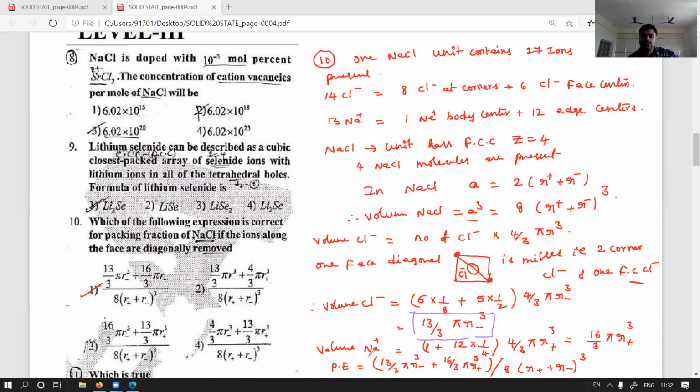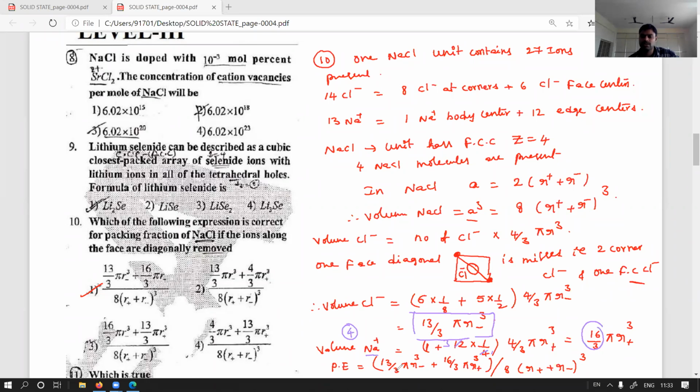And the packing efficiency of Na plus ions, not to be missed. In total, how many Na plus ions are present? 4 Na plus ions are present: 1 plus 12 into 1 by 4, the 12 and 3 times will cancel, 1 plus 3 is nothing but 4. 4 into 4 by 3 pi r cube is nothing but 16 by 3 pi r plus whole cube.